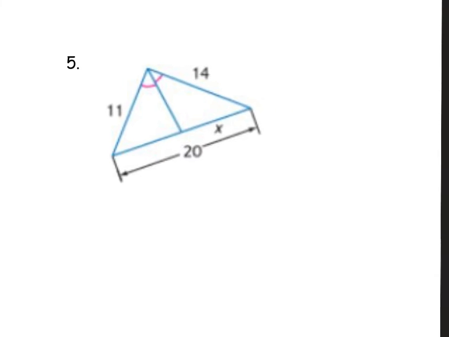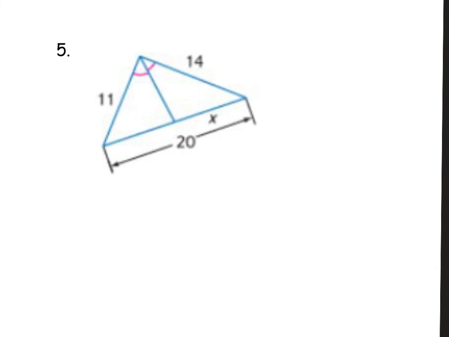Number 5. Well, we got our angle bisector. We've got our 11 and 14. So we're going to have a relationship between this 11 and 14, the same way we will have between this x and this part, which is going to be 20 minus x, because 20 minus x plus x must equal the full length here of 20.